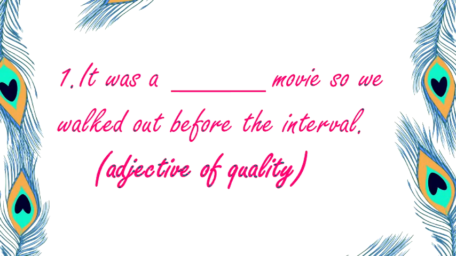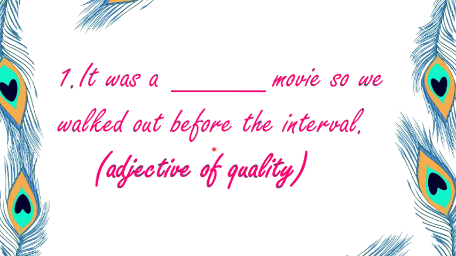It was a dash movie, so we walked out before the interval. Now, dear children, you have to fill an adjective of quality type. Now, to fill the adjective of quality in this blank, you should first see what your noun is. Okay, the noun is movie. So, for this noun, we have to supply an adjective. Now, just see what the rest part of the sentence is telling us. It is said that we walked out before the interval.